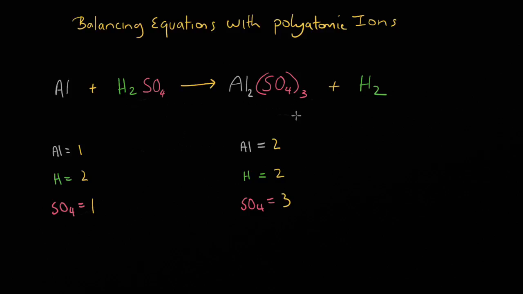Right, so let's begin. On the left hand side, we've got aluminium, and we've got 1 aluminium. On the right hand side, we've got 2. So we can rectify that by placing a number 2 in front of the aluminium. So 2 and 2. So we're happy with aluminium.